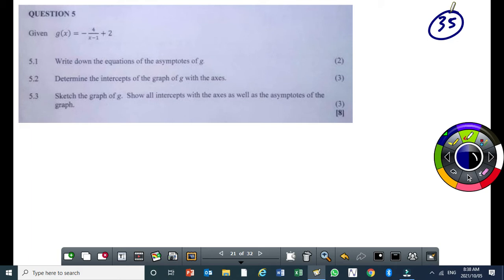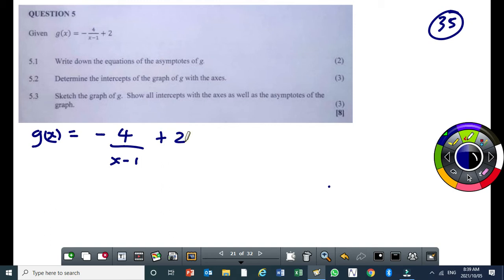The quadratic is compulsory. Every paper, if you check all the papers, you find a question on the quadratic function, which means you have to know it. And then you have a question on grade 12 inverse functions. That will always be there as well. Right? So this question here, g of x equals minus 4 over x minus 1 plus 2.